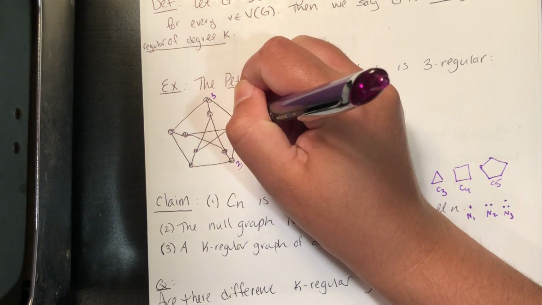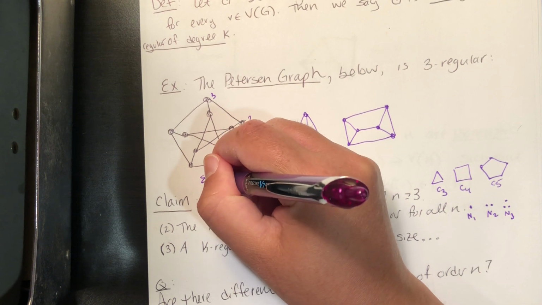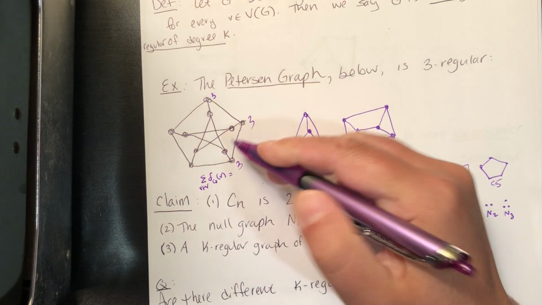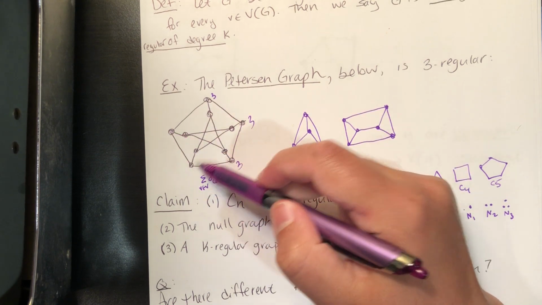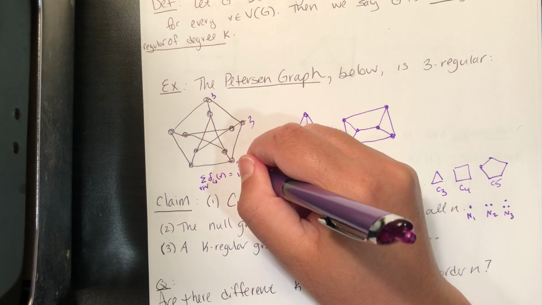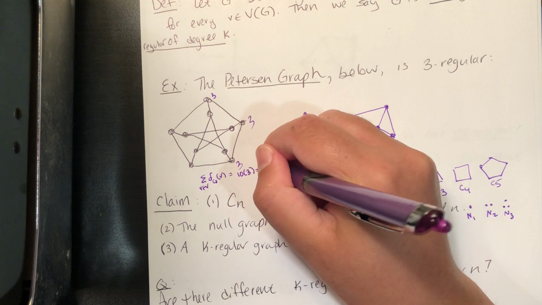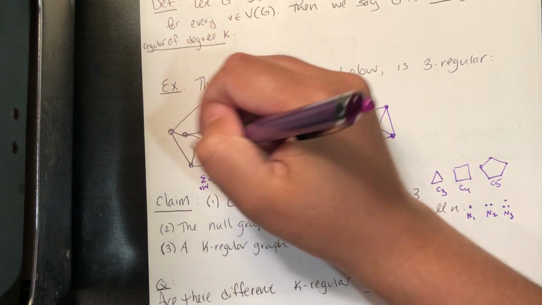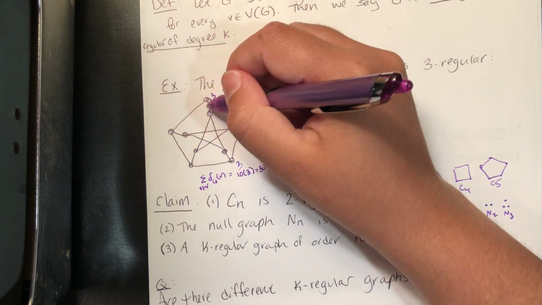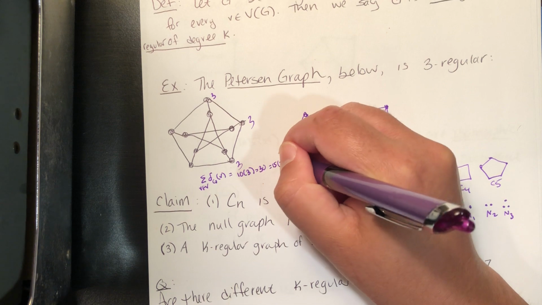Every vertex has degree 3, which means if we sum up the degrees of all the vertices of the graph, we'll have 3 plus 3 plus 3 plus 3 plus 3, and then again 3 plus 3 plus 3 plus 3 plus 3. There are 10 vertices, they all have degree 3, and so you get 30. But remember, the number of edges here is just going to be 15: 5 along the outside, 5 on this inner star, and then 5 connecting them. So this is 15, the number of edges, times 2.